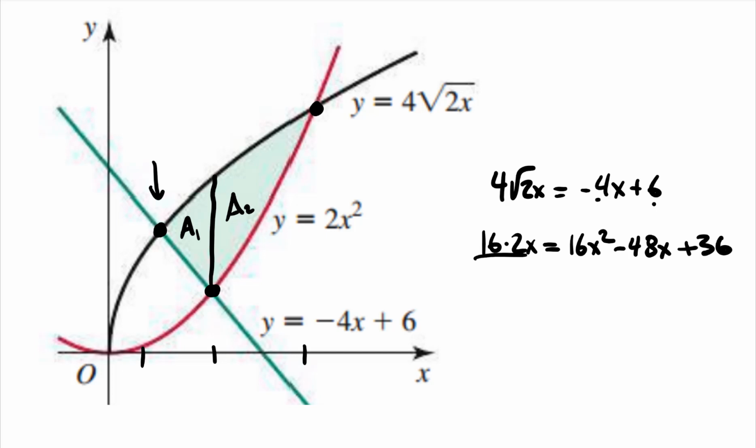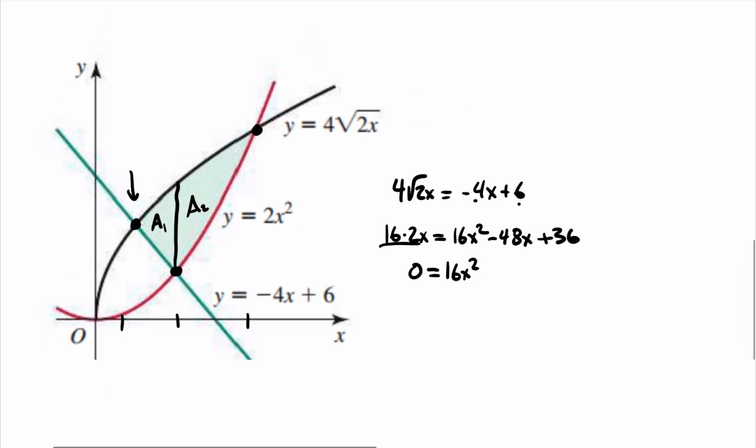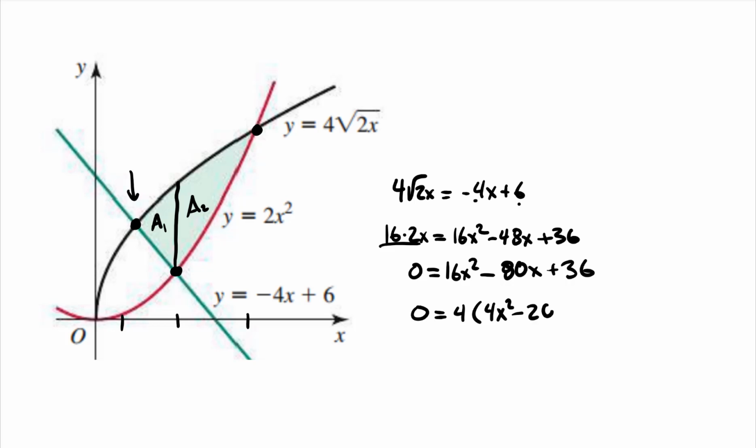So let's take this 32x, subtract it over to the other side, and we get, zoom out a little bit, 32, 48, 80. Okay, and now I think you can take a 4 out. 4x squared minus 20x plus 9. Let's divide out our 4. You have a pencil, don't you? There we go. Now we have to solve this.